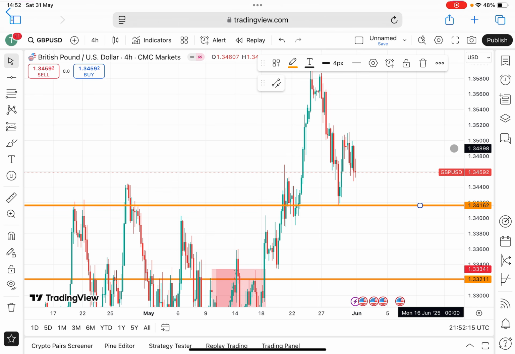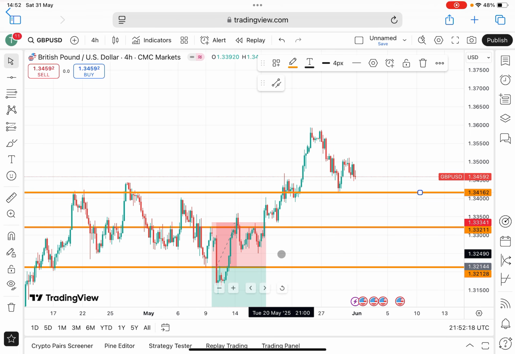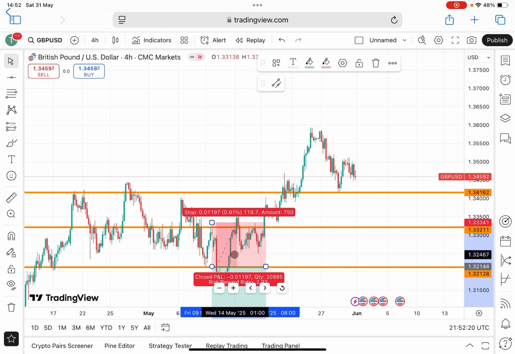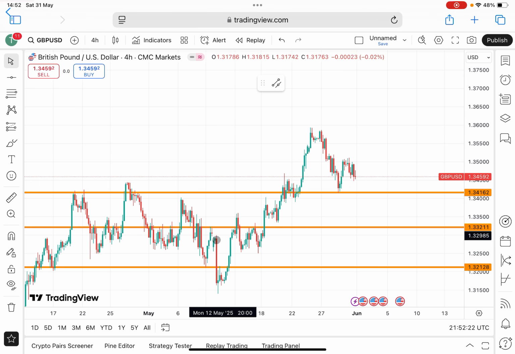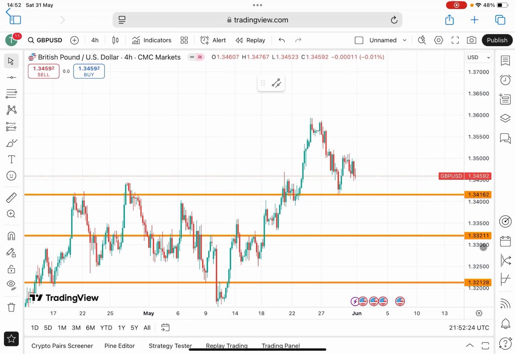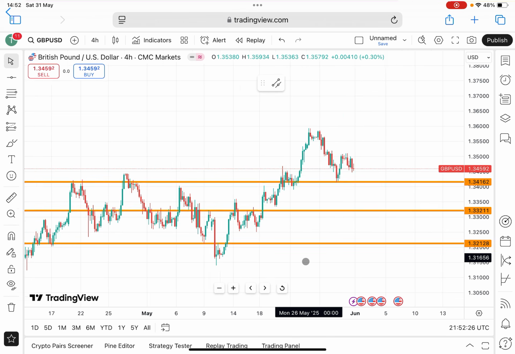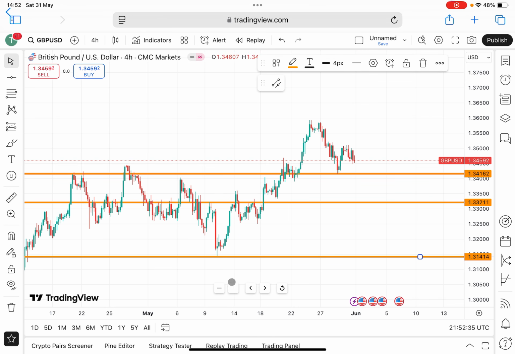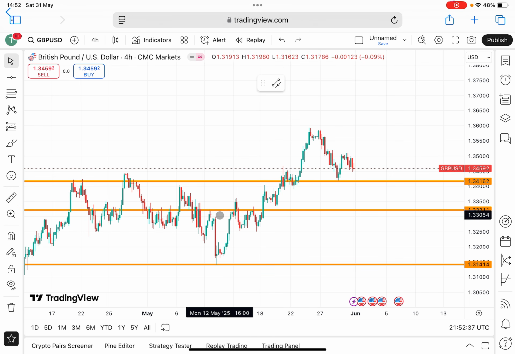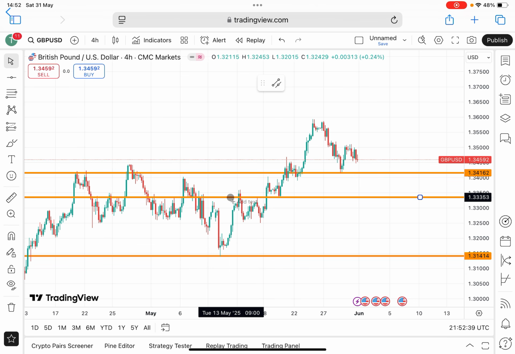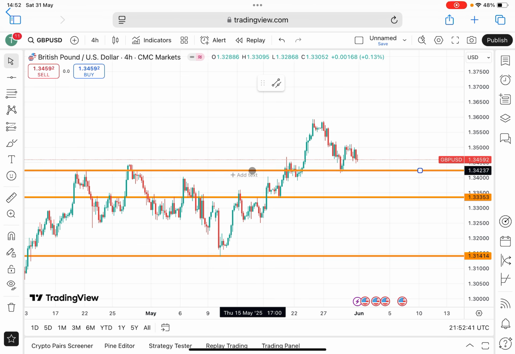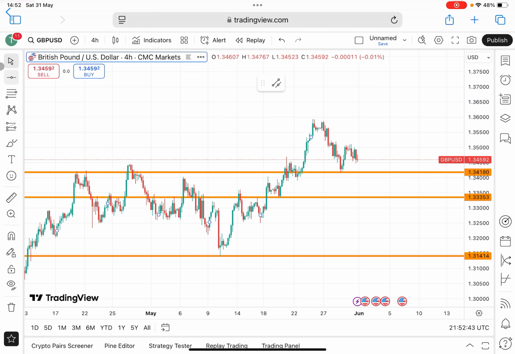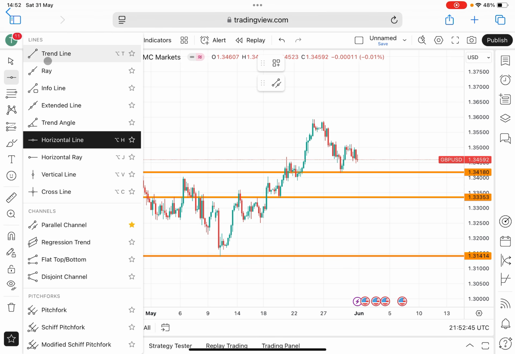So as you can see as well, GBPUSD is on an uptrend on the 4 hours as well. The market did a fake breakout, same thing as on EURUSD. Let me just do this real quick.